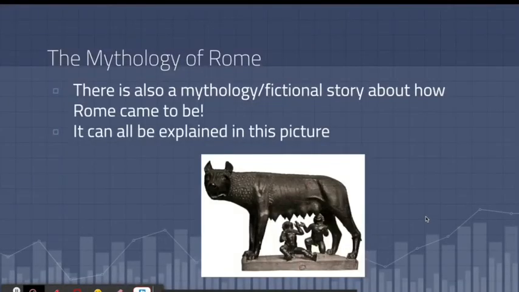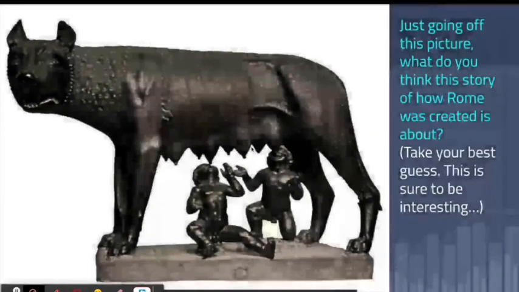All right, welcome back. So, before we move on, yes, there's the historical side of how Rome was built, but there's also a mythology side of it. The whole mythology of how Rome came to be can be explained in one story, and that story's elements can all be explained within this picture right here. Yes, this odd looking picture. Yep, that one. So here's my question.